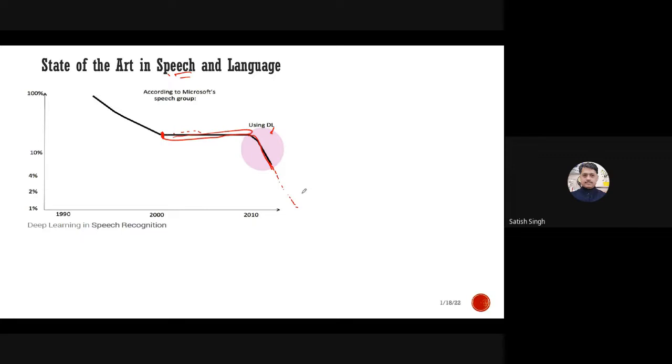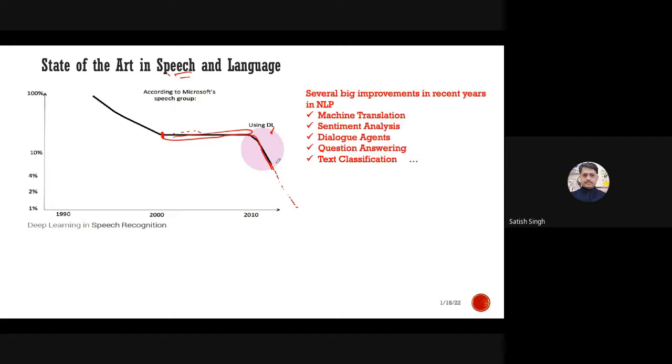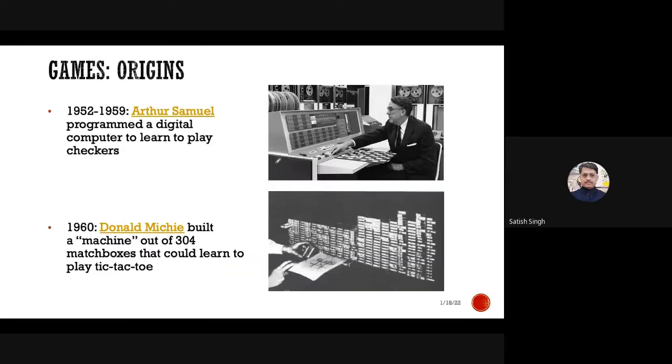But nowadays, what is happening? We are even increasing the complexity of the task. Newer and newer applications are coming with the advent of deep learning. Yes, deep learning is very effective in almost all the domains. There have been several big improvements in recent years in NLP, like machine translation, sentiment analysis, dialogue agents, question answering, text classification, and many more.